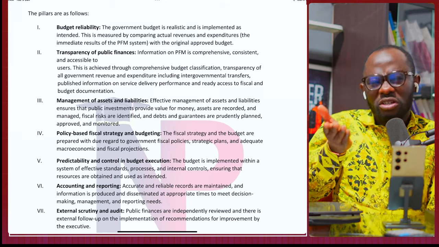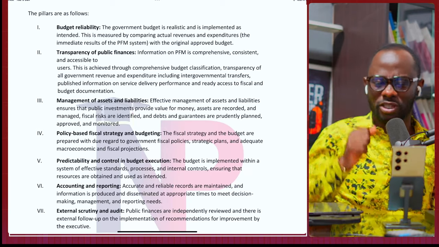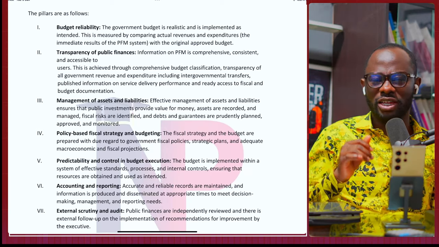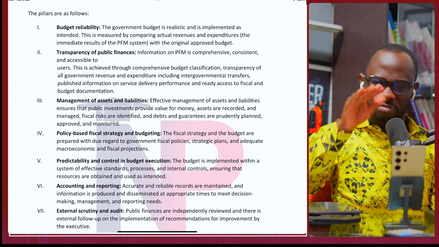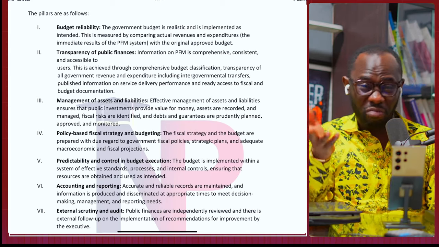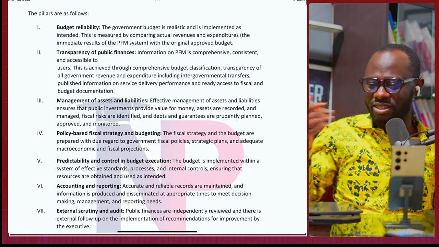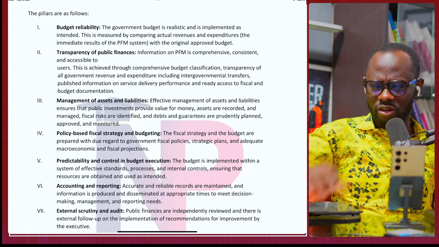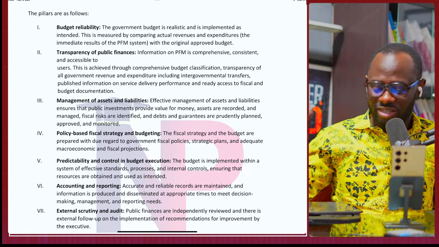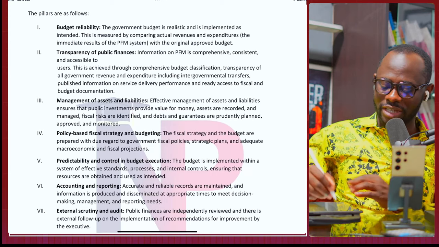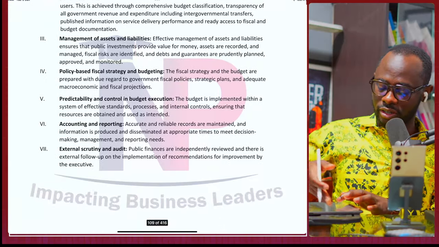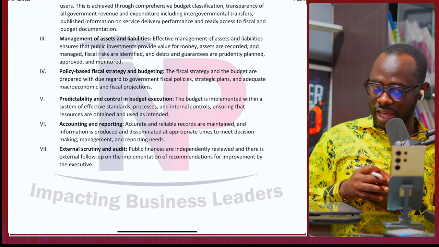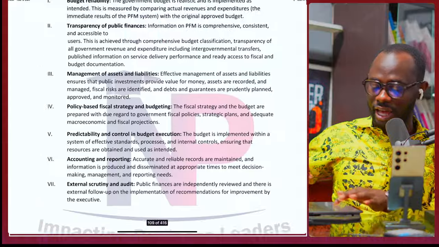The examiner may pat your back and say, "Oh, I got you, my daughter. I got you. Yeah, it is 4 marks, but because you didn't arrange it in order, I'll give you 3.5." Yeah, that's okay, right? So it's good to arrange it in order, but if you can't get it, why not? Just keep it simple and go away. So: budget reliability, transparency of public finance, management of assets and liabilities, policy-based data, and all that.